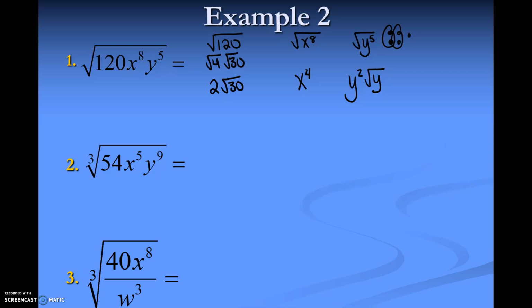So see how by using the dots like that, I can visually see my 2 full groups and my 1 left over, but I didn't have to show a ton of work. As a final answer, we write 2x to the 4th y squared, then our square root of 30y.